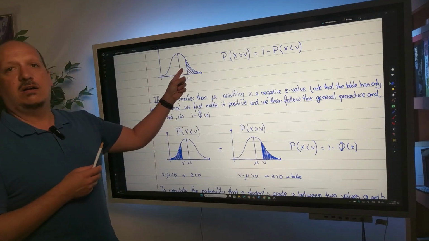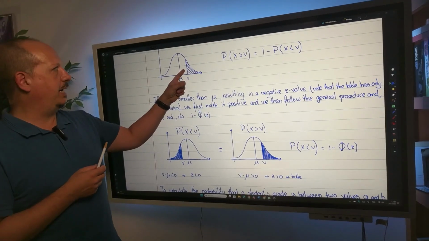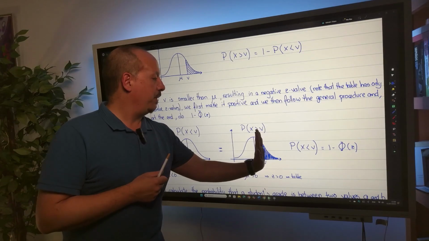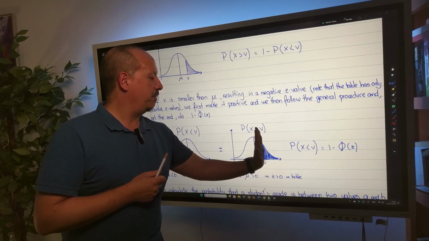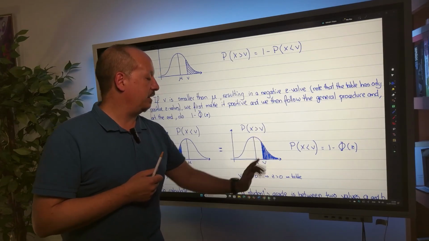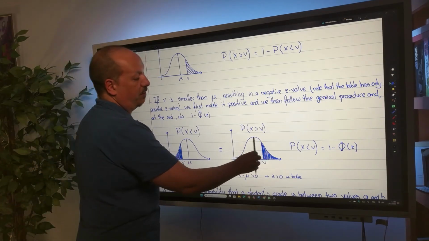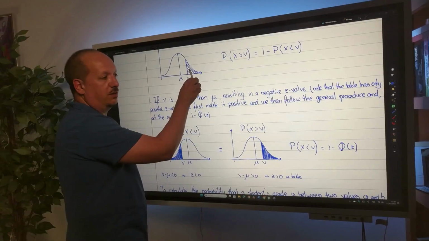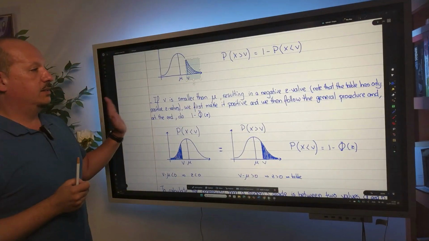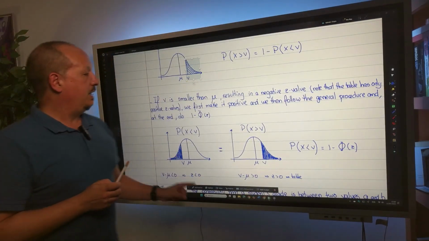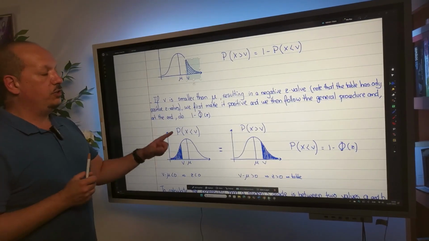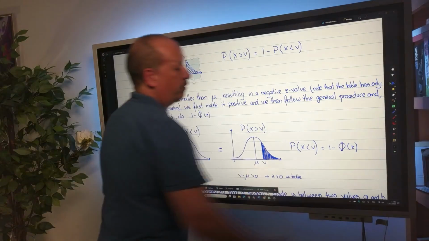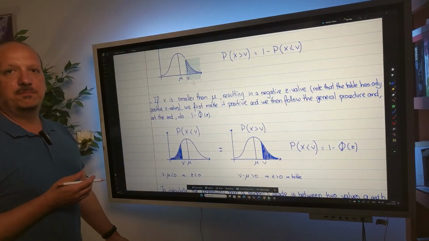We already saw. It's 1 minus the probability associated with finding a z value corresponding to the left of this region over here. That's what we did over here. So the procedure is the same as above. If the z-value is negative, you just do 1 minus the probability associated with the corresponding positive z-value.